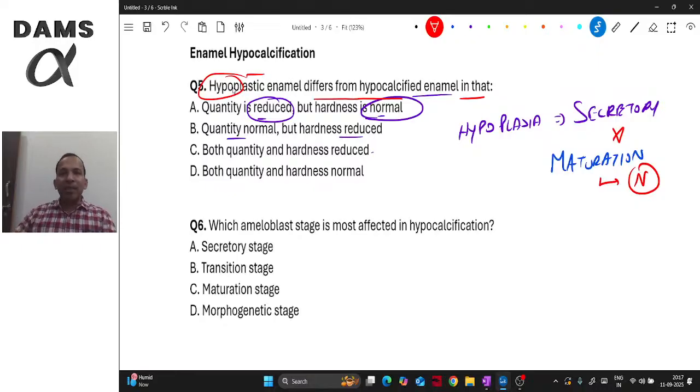So sometimes we get such confusing questions. So read calmly, read slowly, and understand what it is saying. How is hypoplasia different from hypocalcification, right? So maybe you can translate it in Hindi or do some other trick and try to understand it. So how is hypoplasia different from hypocalcification? Because in hypoplasia the amount reduces, but whatever is formed will be of normal hardness. Is it clear?